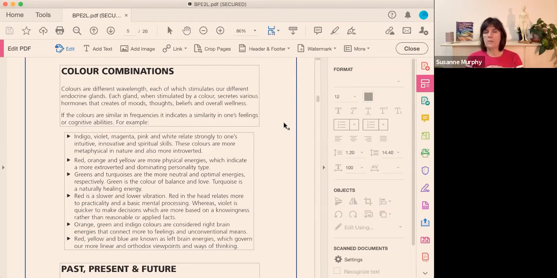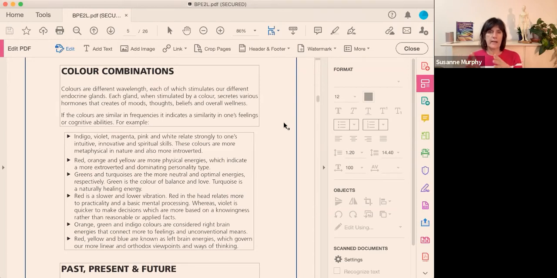I also look at combinations because certain colors are more aligned with each other. So if I see somebody who has a lot of indigo and violet and these different colors in their brain, then I know that there's that connection because the frequencies are very similar. Versus if I see a lot of red, orange, or yellow in the brain, again, it's very similar frequencies.